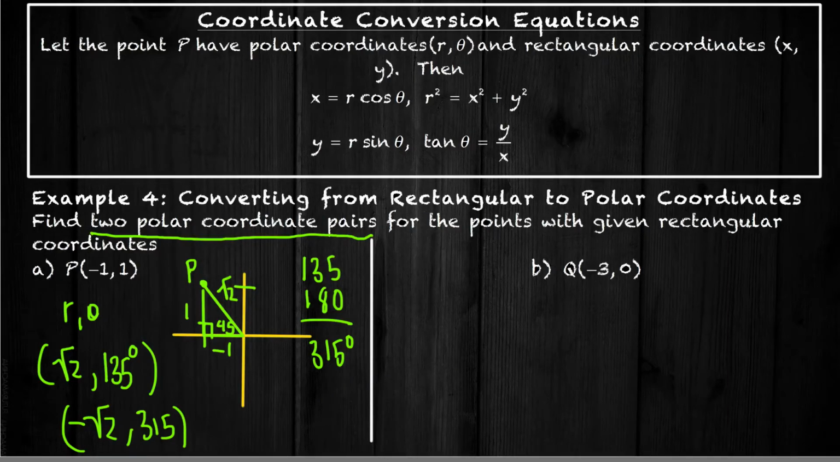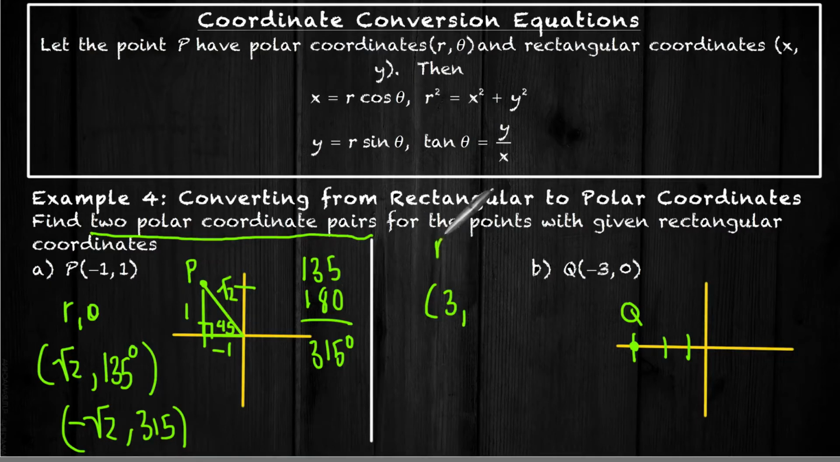All right, so now let's go on to this next example here. And now we have the point negative 3, 0. All right, so now we are going to go left 3 units and put a point. And that's going to be point Q. So it's pretty simple to figure out what the distance away from the origin here is. It's just simply 3. And so our r is 3. Remember, it has to be r comma theta. Theta is the direction that we're going towards. Well, we're going towards 180. So there you have it.